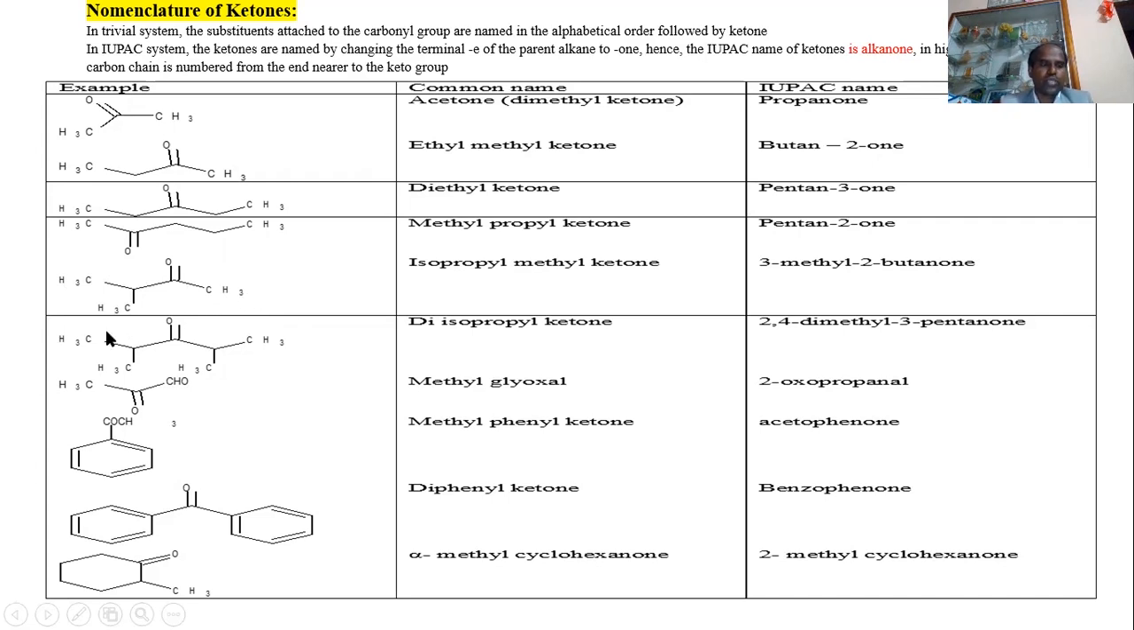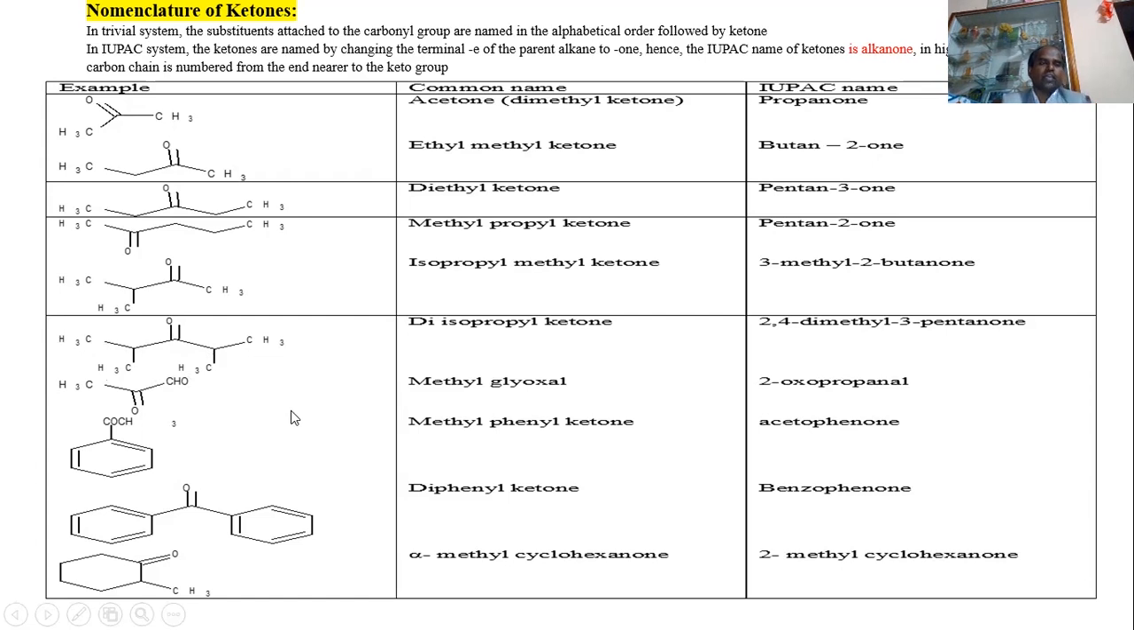So now let's take one more example. You can observe in this example that this group CH3CHCH3 and this CH3CHCH3 are identical. That means this will be a symmetrical ketone. Since this group and this group are the same, we have to pronounce it as di. This group is an isopropyl group, and this is also an isopropyl group. Diisopropyl ketone is the common name.